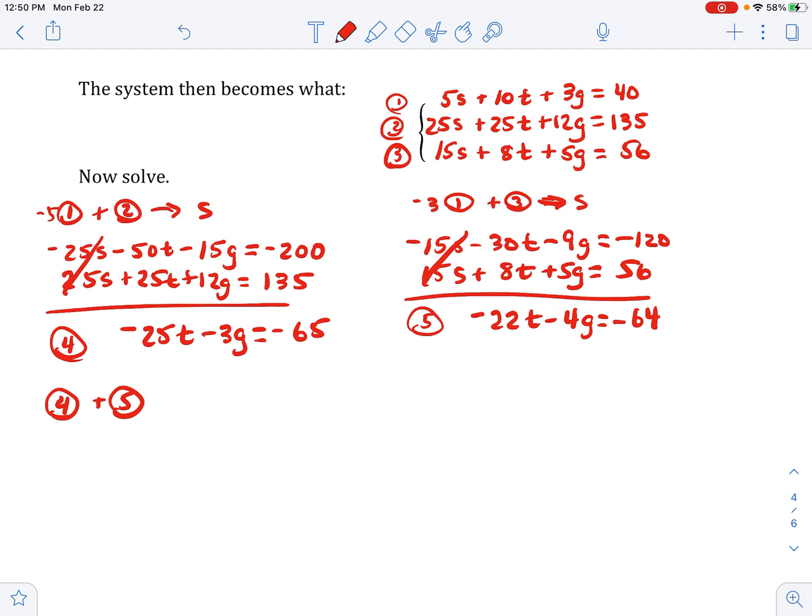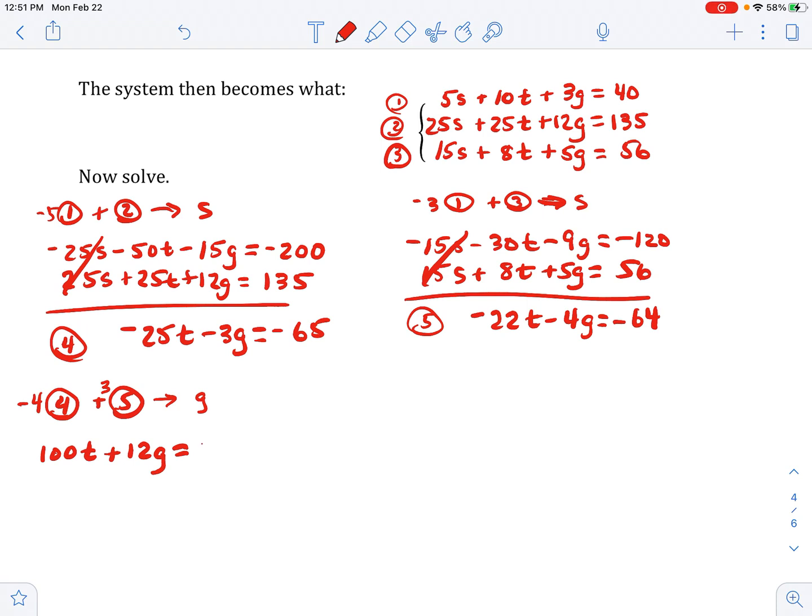That'll turn it into positive 12. And I'm going to eliminate, or multiply equation 5 by 3. And again, I'm going to eliminate the g's. So for negative 4 times everything in equation 4, that's going to give me 100t plus 12g equals 65 times 4 is 240 plus 22 is 60, positive 260.